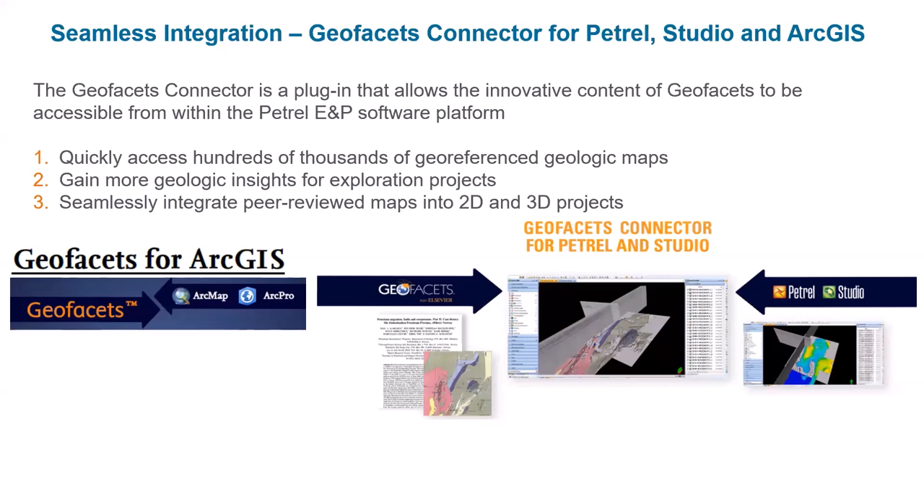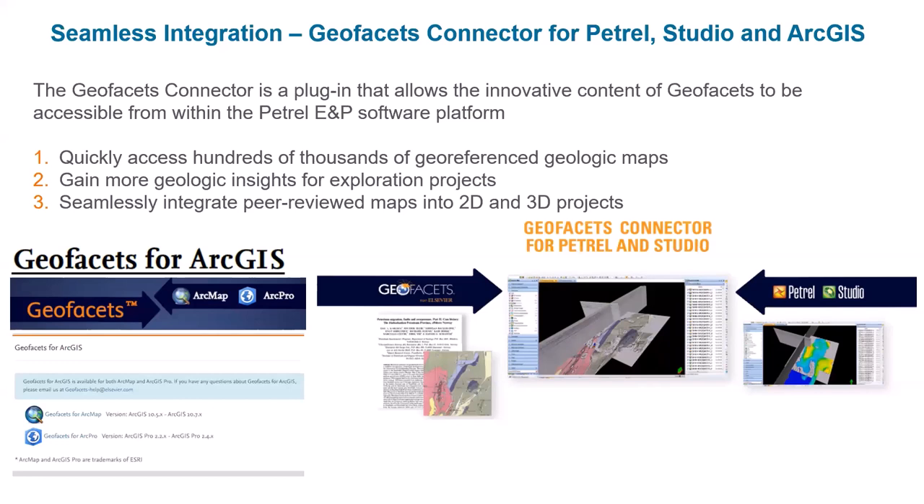You can also download plugins directly from within GeoFacets, for the ArcGIS, for ArcMap or ArcPro, and connect them to GeoFacets, and you can directly get connected with ArcGIS. Of course, you still have to have your own license for ArcGIS or Petrel or Studio. This is something else. But it gives you the facility to get connected directly. You don't have to save your information and then open it from Petrel or from ArcGIS. Directly within GeoFacets or within Petrel, you can connect to GeoFacets. So this is a very useful way of connecting between these most commonly used software for analysis.